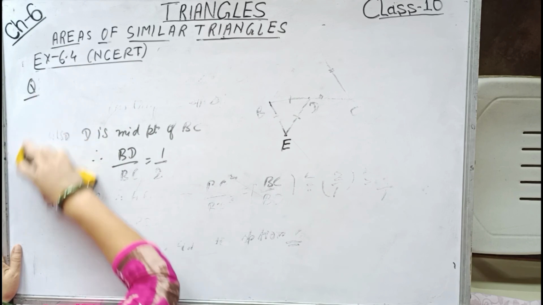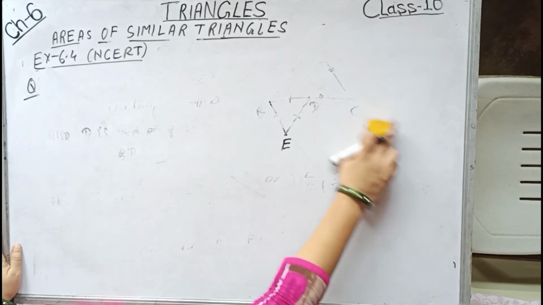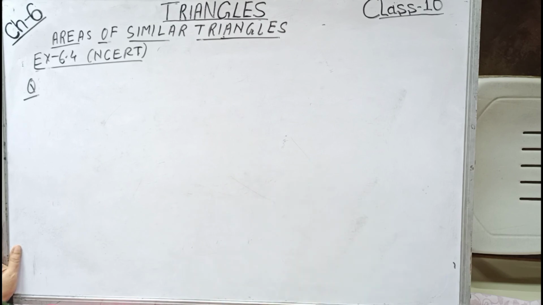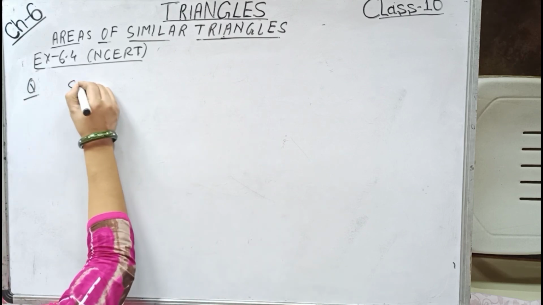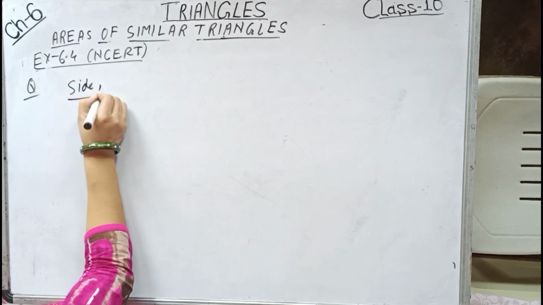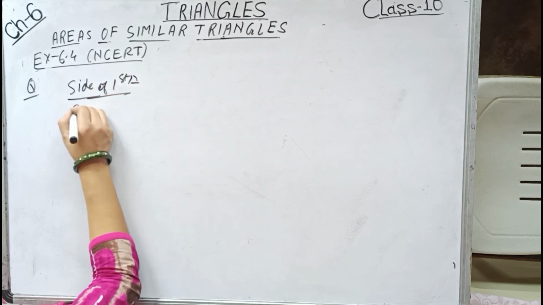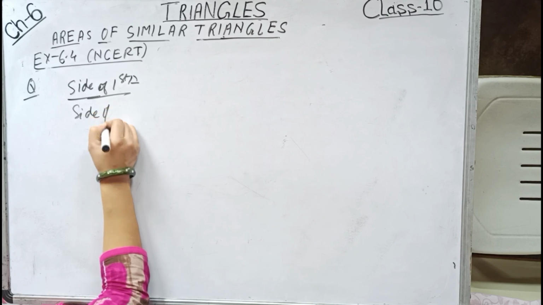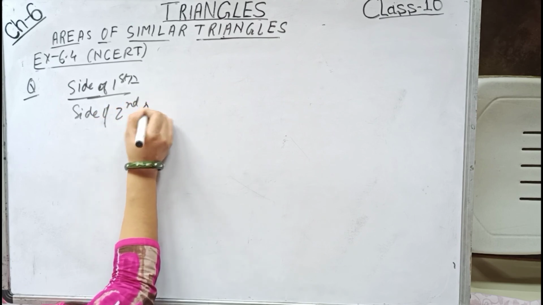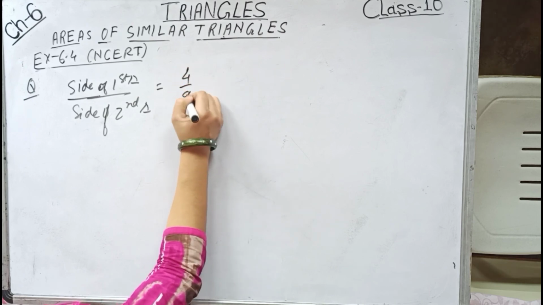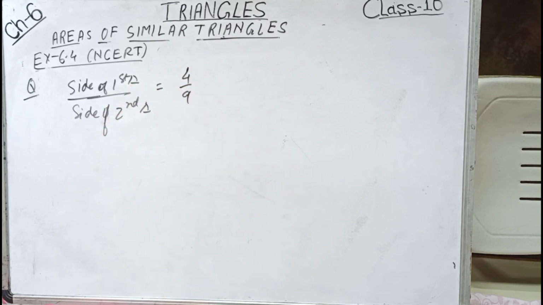Now one last question, that is question number 9. Question number 9 is another easy question. Question number 9 is saying that sides of two similar triangles are in the ratio of 4:9. So side of first triangle by side of second triangle equals 4:9. Means the triangles are given to be similar.